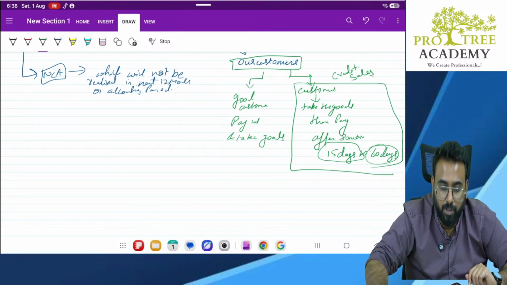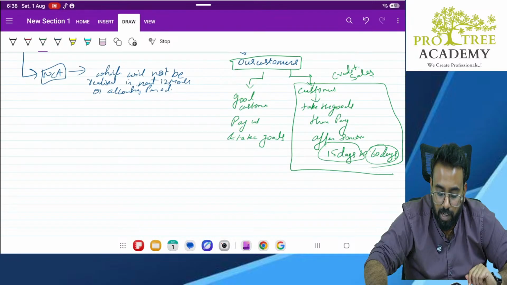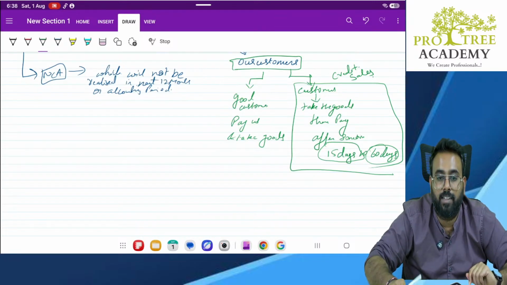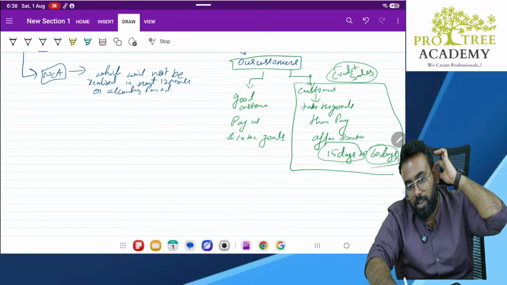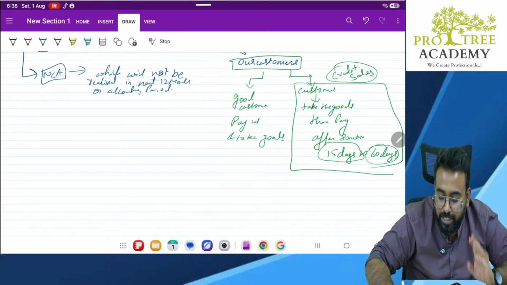"Customers should not ask for credit, I am not big enough to give credit to God, customers are like God." Have you read this? Just like that. So these are those customers who are going to ask you for credit.